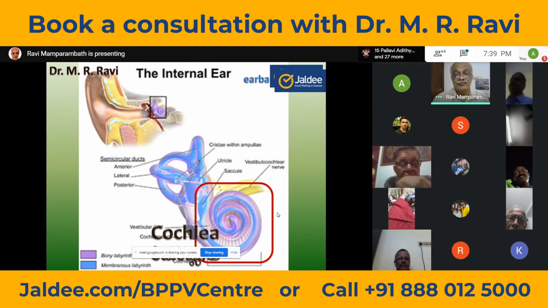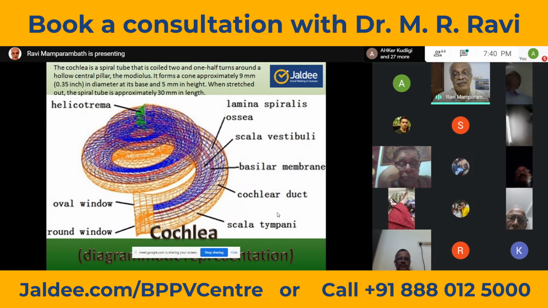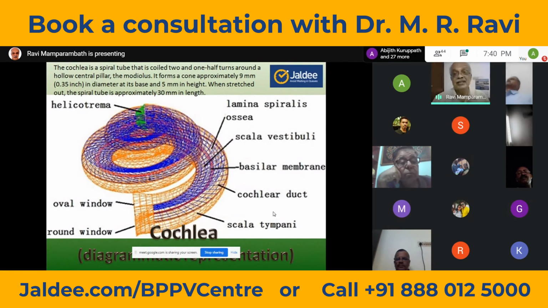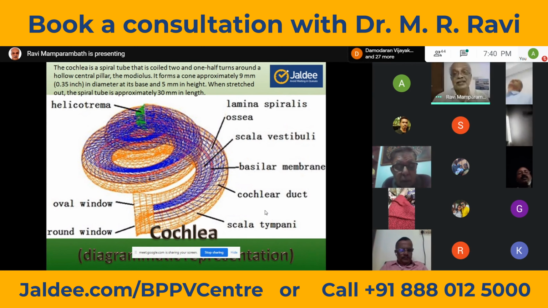Cochlea. This is a diagrammatic representation of cochlea. It's a very small size. It forms a cone approximately 9 millimeter in diameter at its base and 5 millimeter in height. When stretched out, the spiral tube is approximately 30 millimeter in length. That small one not only helps us hear everything from outside.